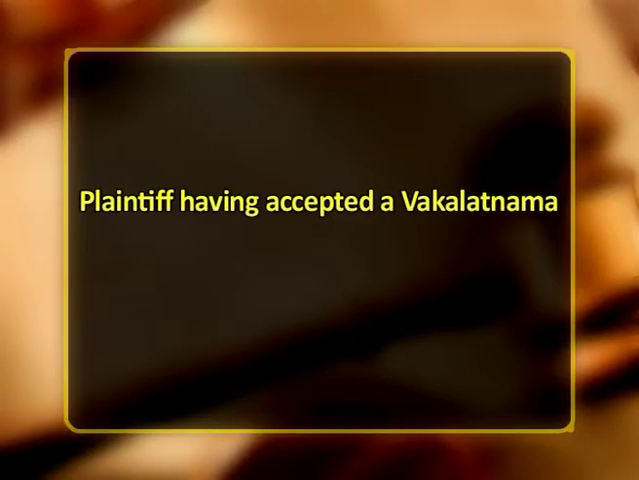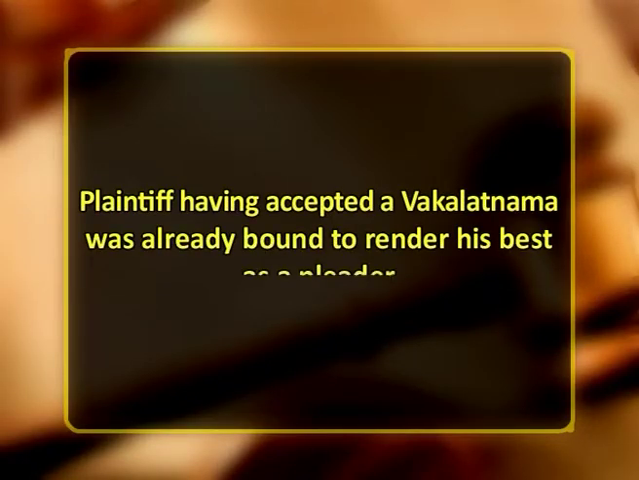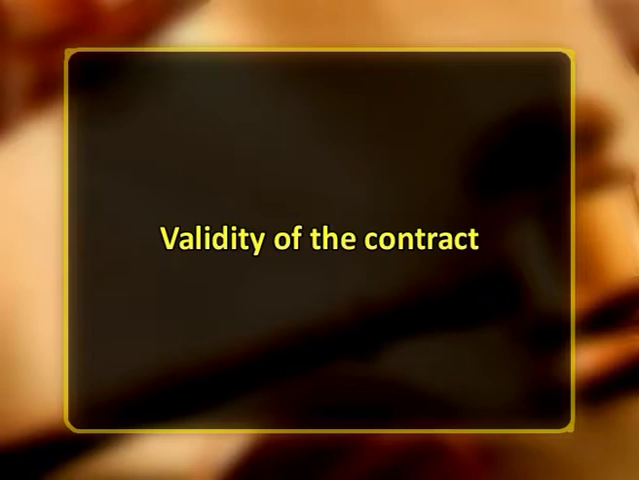The court held that the plaintiff, having accepted a vakalatnama, was already bound to render his best as a pleader. There was no fresh consideration proceeding from the plaintiff when he obtained the agreement. Validity of contract. For the validity of the contract, the provision is as under.